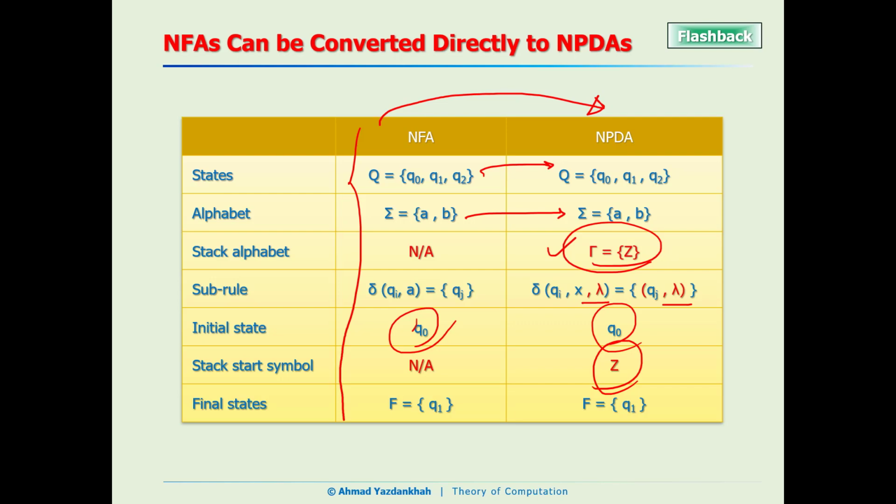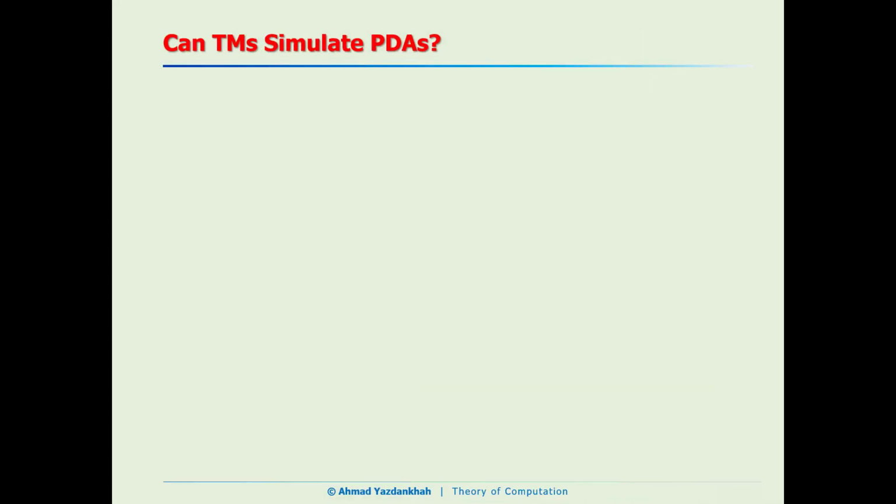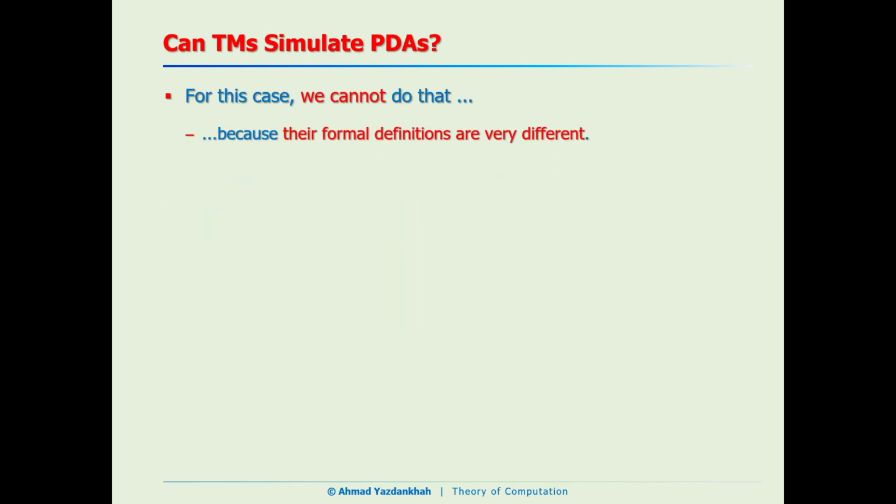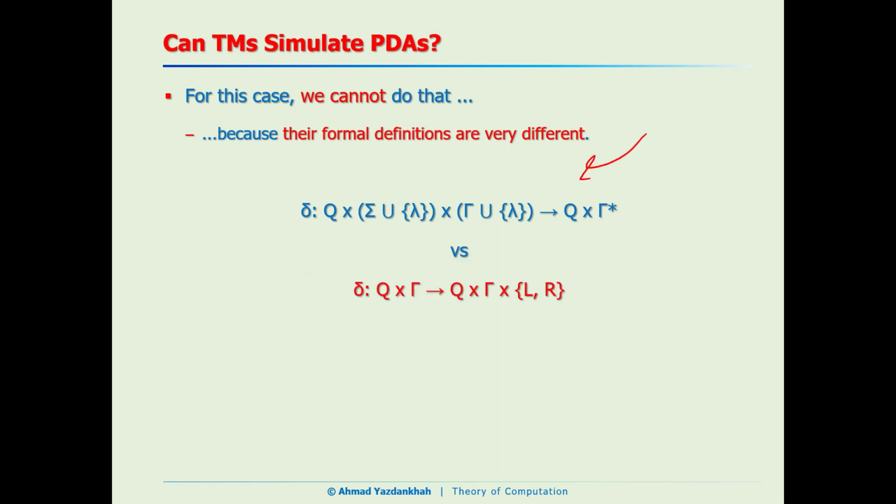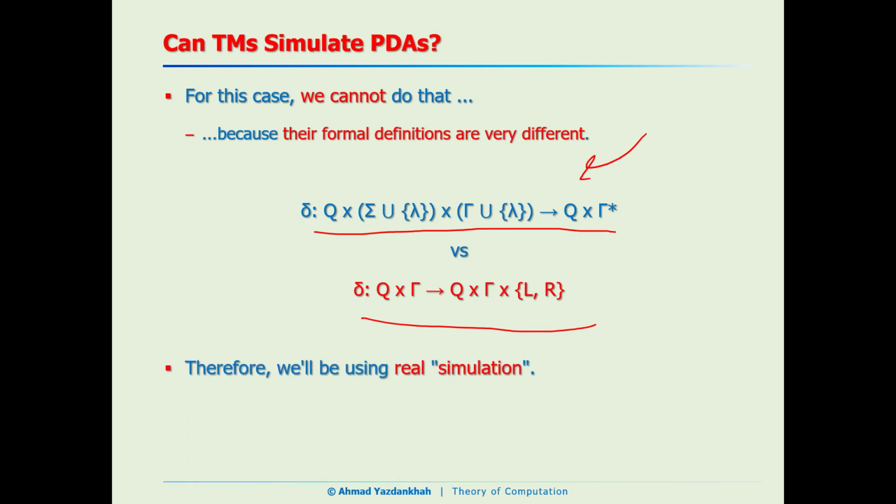So this is something that we did so far, but can we do that for the Turing machines and PDAs? Probably not. Because as you see, the syntax of the definition for the PDAs and for the Turing machines are different, right? So we cannot use that technique. Then what can we do? We need to do the real simulation.